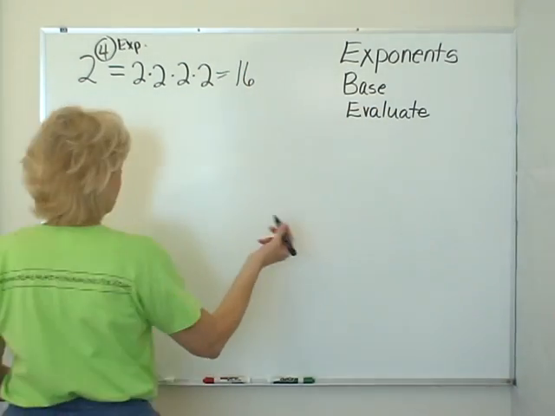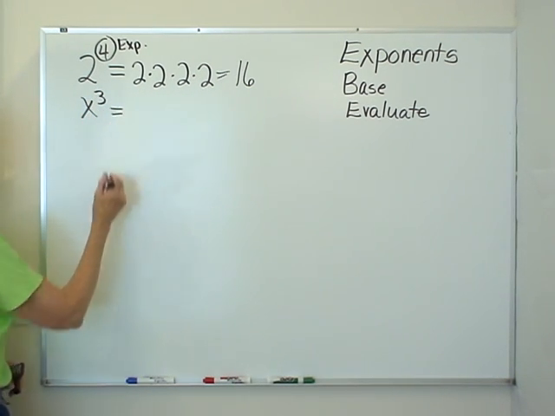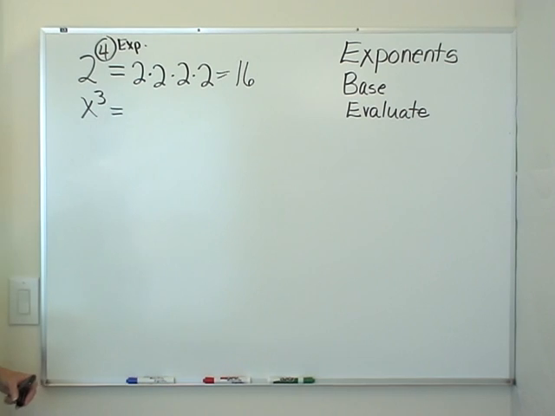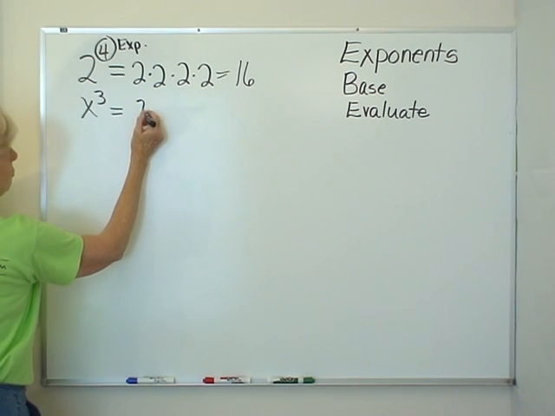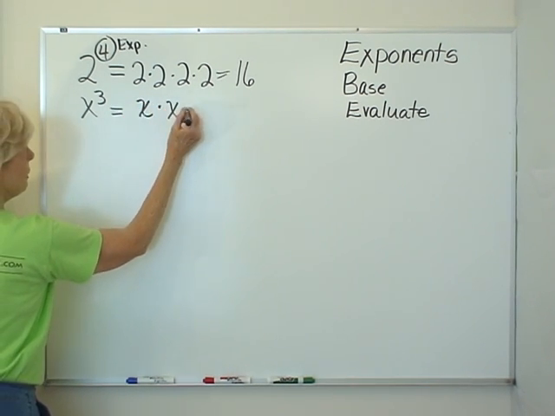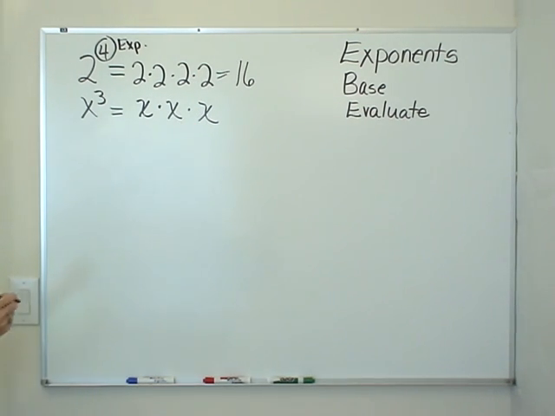If I'm doing that very same thing with variables, I would have something like x to the 3rd power, or I could say x cubed, and that means x is my base, 3 is my exponent, so I've got x times x times x, and that's what that means, and that's what I want you to understand.